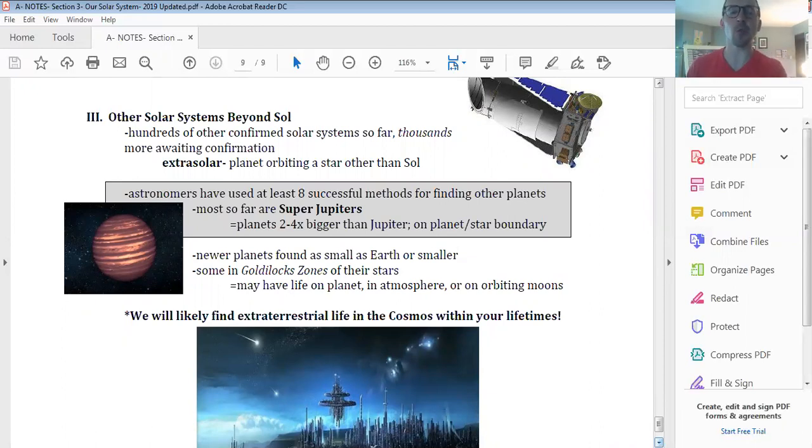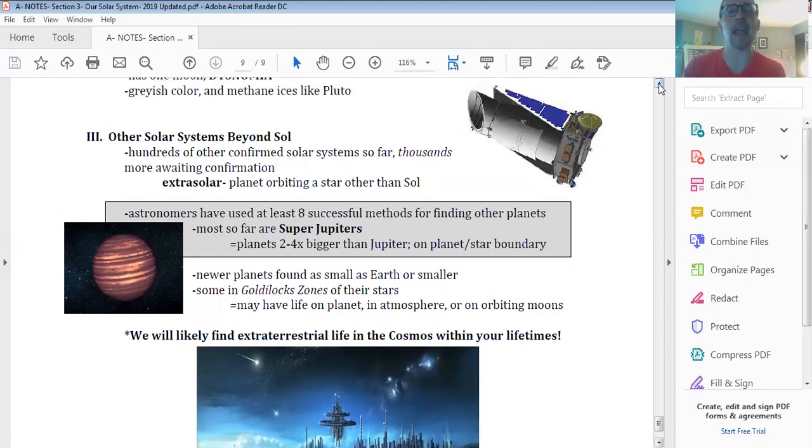So what does this word actually mean? Well, if we break it down Latin style, extra would mean outside or beyond, and solar would mean our sun. So this basically refers to planets outside or beyond our sun, usually orbiting other stars. And astronomers have been very successful with this. There are at least 8 methods that have been used so far to find extrasolar planets.